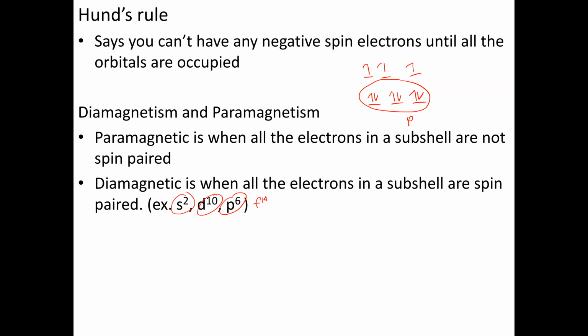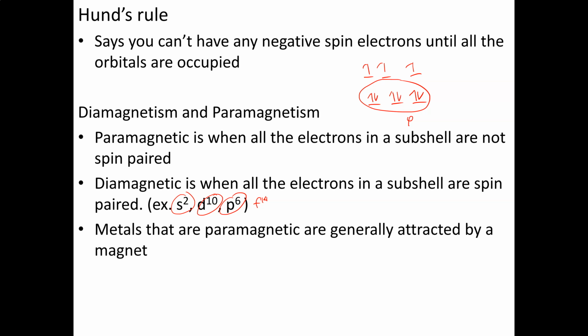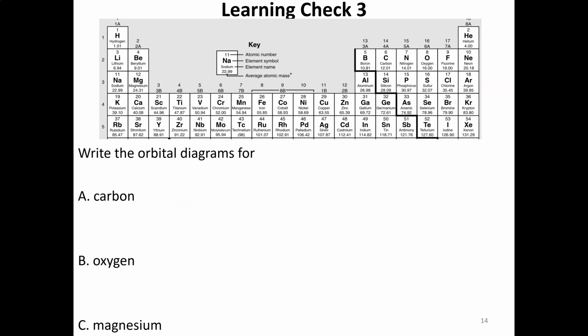You can't use it on zinc, by the way. Majority of our coins are made out of zinc, so you can't go into a vending machine, put a magnet next to where the change is and pull the money out. You can't do it because zinc is not magnetic. So metals that are paramagnetic are generally attracted by magnets. Those that aren't, aren't.